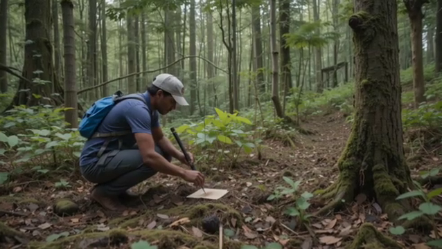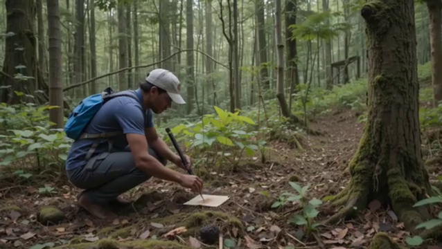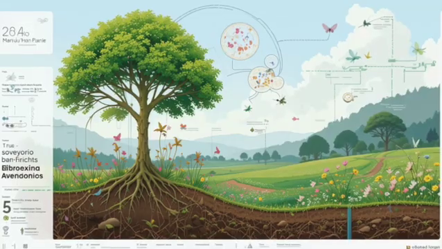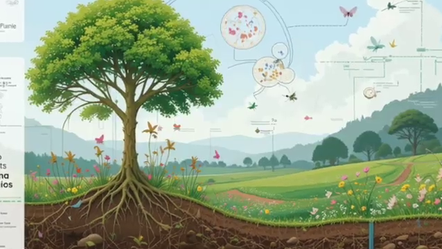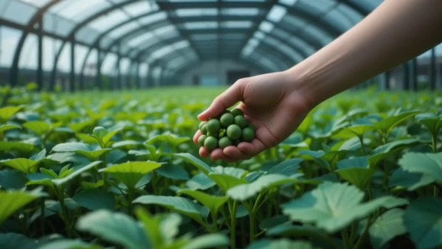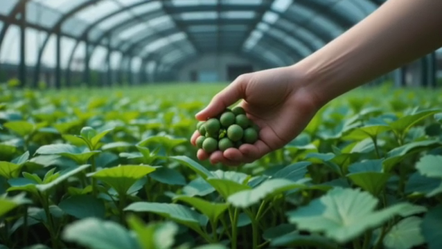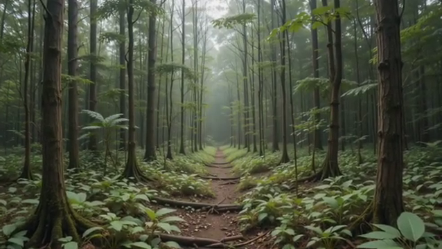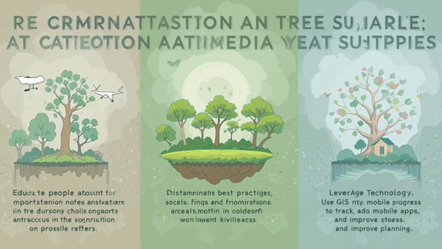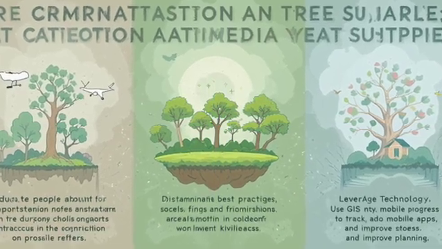Scaling operations. Train staff and volunteers. Provide training on nursery management, planting techniques, and monitoring seedlings. Expand capacity. Increase production as demand grows by replicating successful practices in new locations. Partnerships and funding. Collaborate with governments, NGOs, businesses, and international organizations to secure funding and technical support.